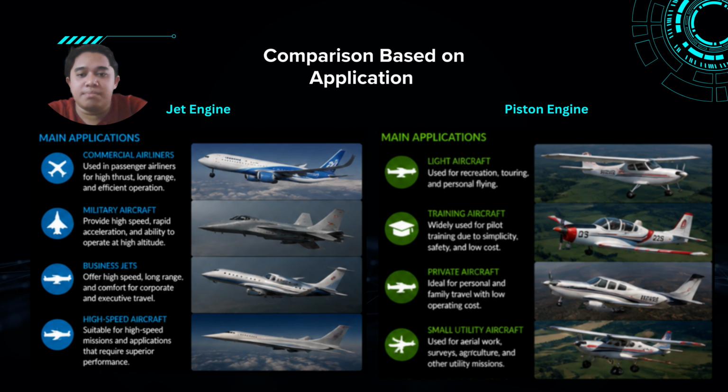For the jet engine, the main application is the commercial airline, used in passenger airliners for high thrust, long range, and efficient operation. Second is the military aircraft, providing high speed, rapid acceleration, and ability to operate at high altitude. For the piston engine, the main application is light aircraft used for recreation, touring, and personal flying. Second is training aircraft, widely used for pilot training due to simplicity, safety, and low cost.